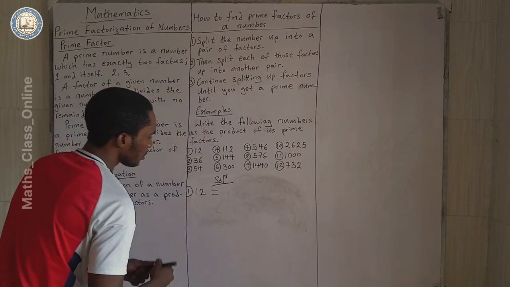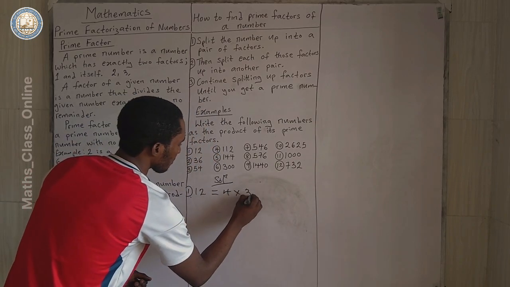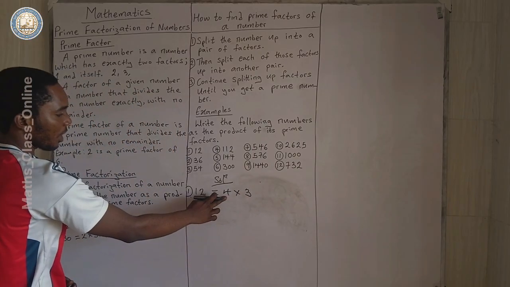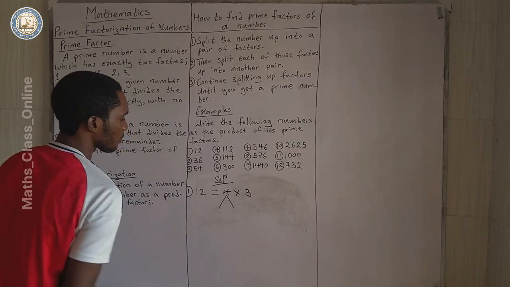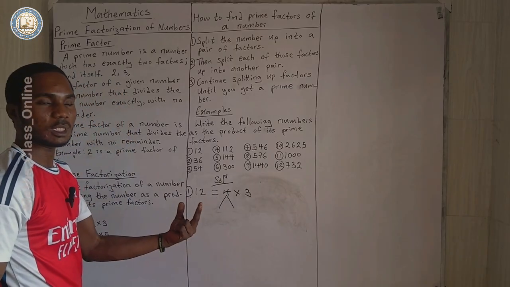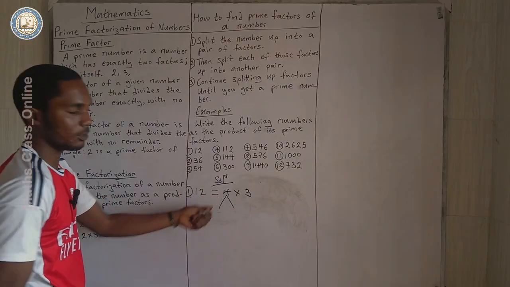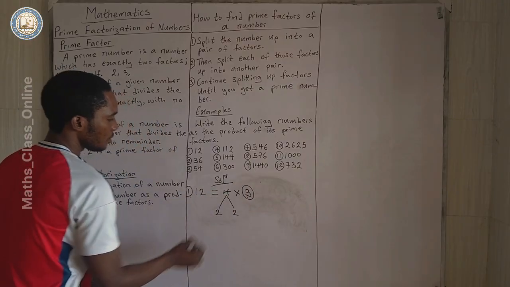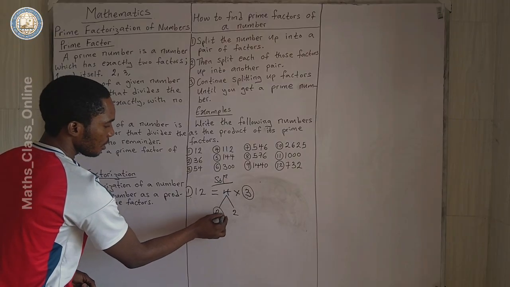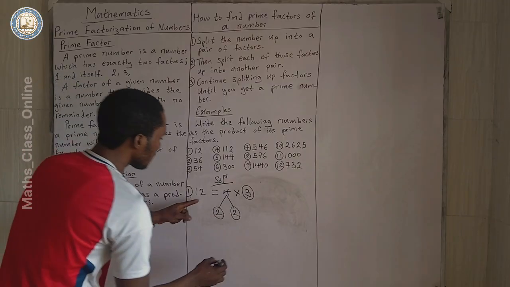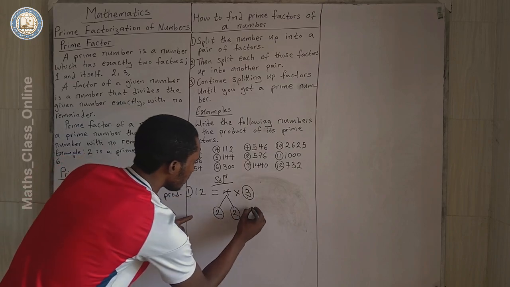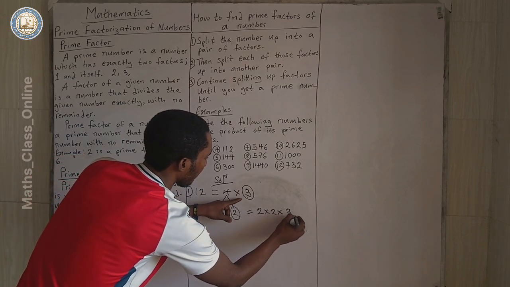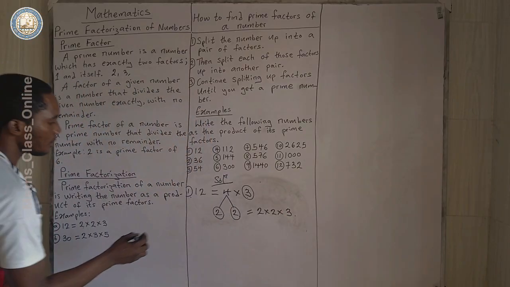Let's just go with the first one. 4 times 3. 3 is a prime number. That means we are not going to split this. 4 is not a prime number. Two numbers that we multiply together that will give us 4. That is 2, 2. 3 is a prime number. 2 is also a prime number. That means that the factorization of 12 is 2 times 2 times 3.